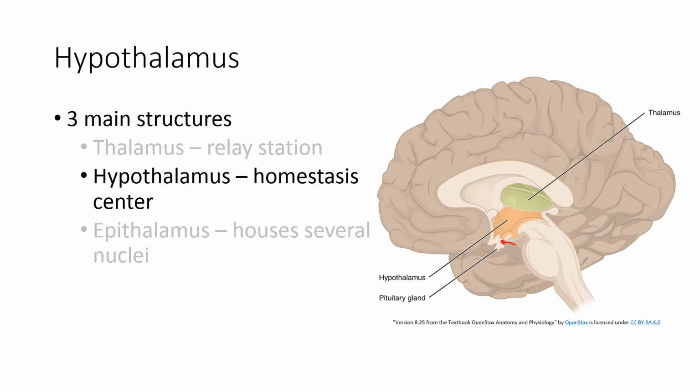The pituitary gland is called the master gland because it secretes numerous hormones that initiate essential functions like muscle and bone growth, sexual maturation, and it influences functions like our metabolism and our stress response.